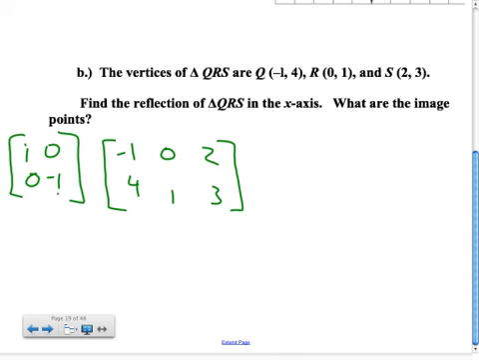So now when I do this multiplication here, row 1, column 1 is going to be 1 times -1, 0 times 4. So 1 and -1 makes -1 plus 0. That's just -1. And really, when it comes down to it, you know the top row is going to be the same, and the bottom row is just going to flip.